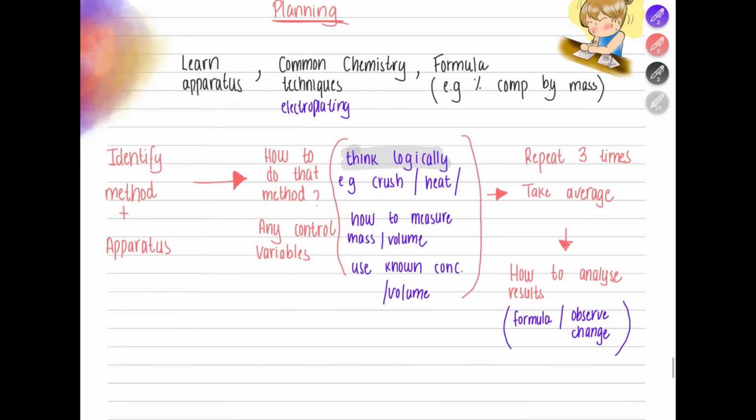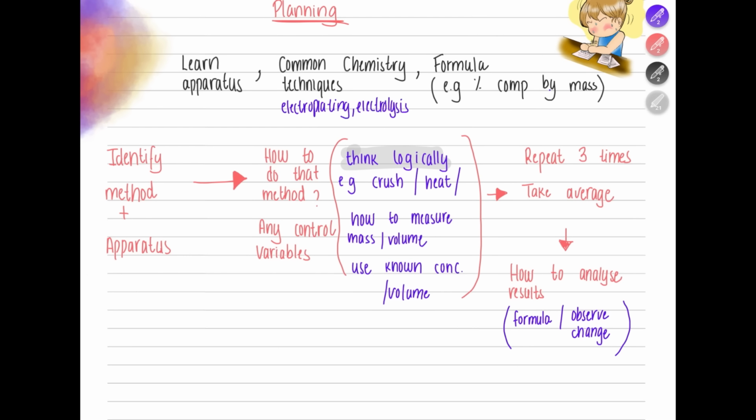Now, there are different ways to approach this question. One way is this. First of all, when you read the question, read it carefully. In your brain, try to identify the method. Do you need to do chromatography for this one? Do you need to do electrolysis? Also, review electrolysis, okay? That can also be useful. Also, identify the apparatus. You don't need to list all the apparatus in the beginning. Include all the names of the apparatus in your answer.